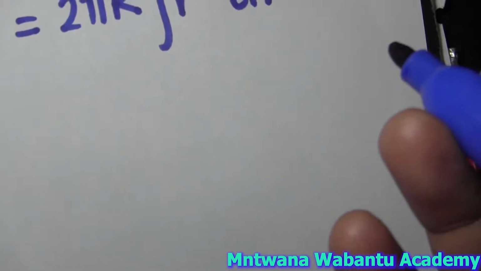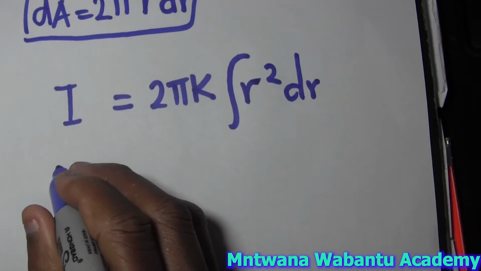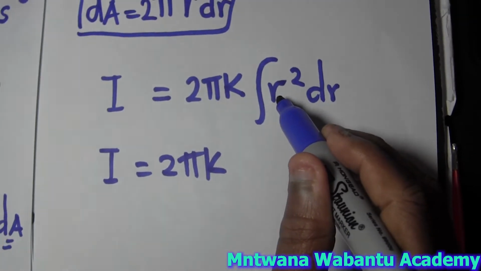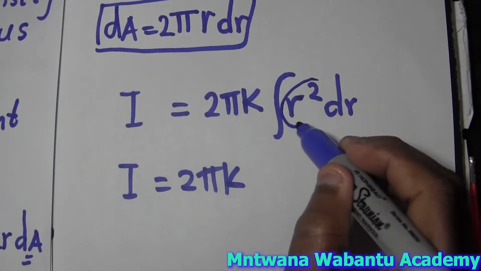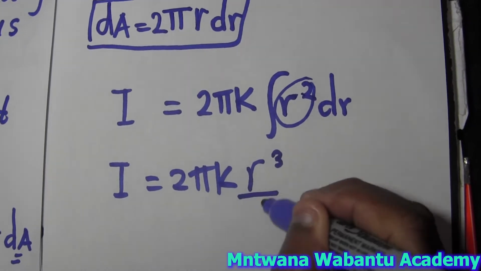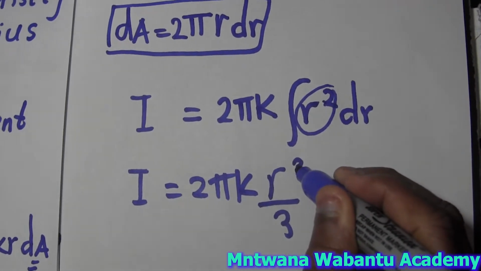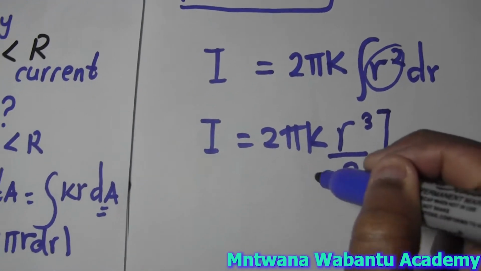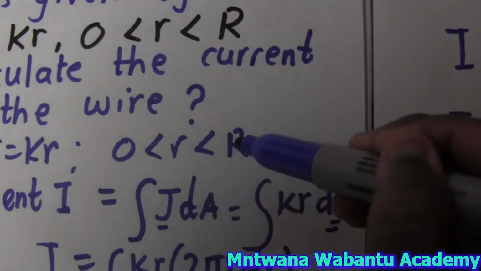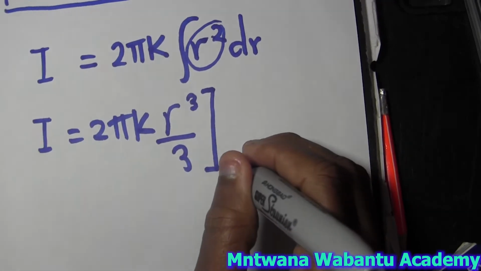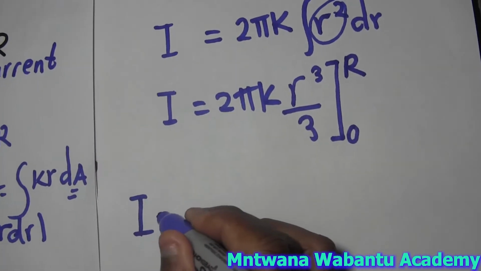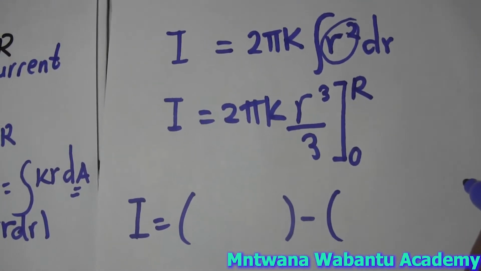Now let's integrate. This is the power rule of integration. Our current equals 2 pi k. With the power rule, you write the r exactly, take the power, which is 2, plus 1 equals 3, and write it over the same number, 3. And remember, they give you a limit, from 0 to r. So we go from 0 to r: upper limit minus lower limit. Our current equals, always, upper limit minus lower limit.